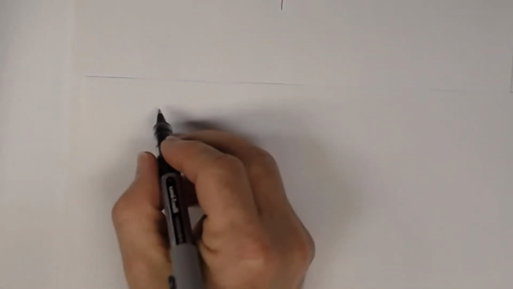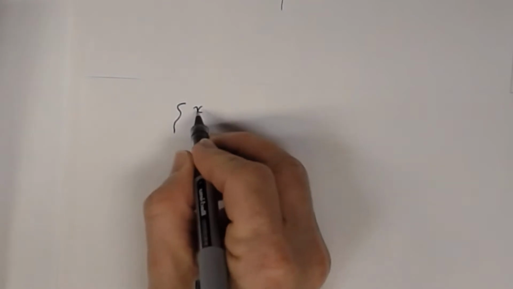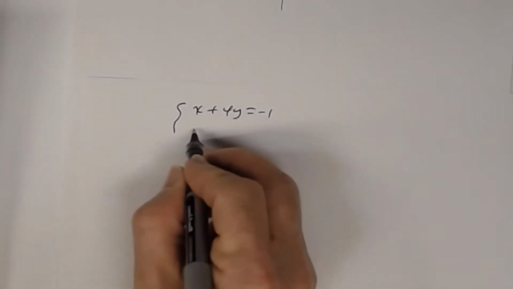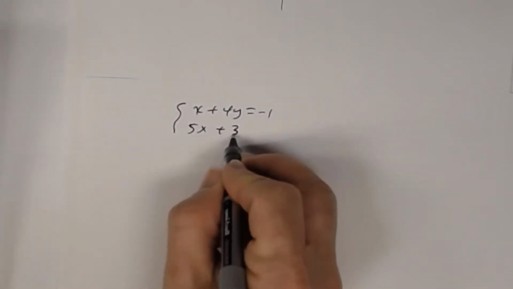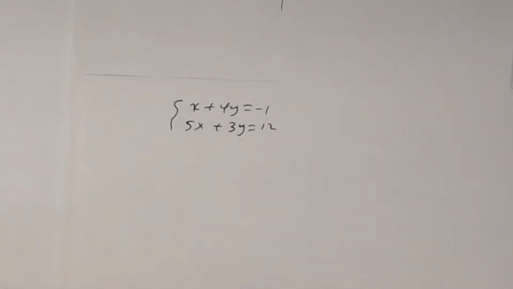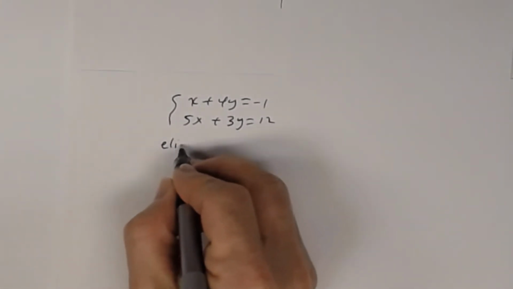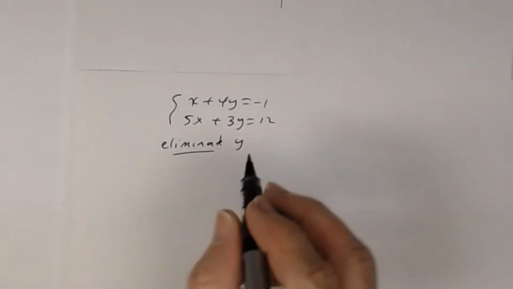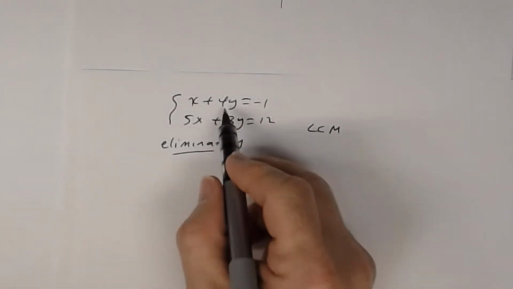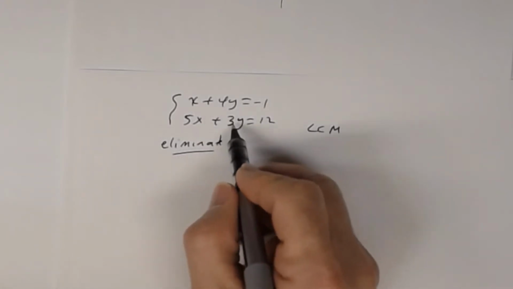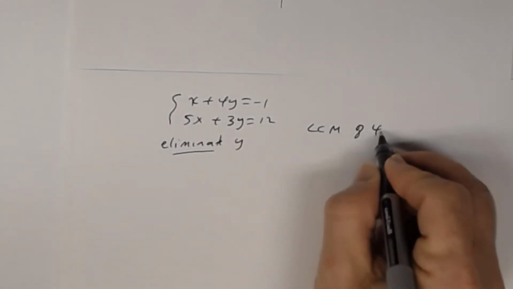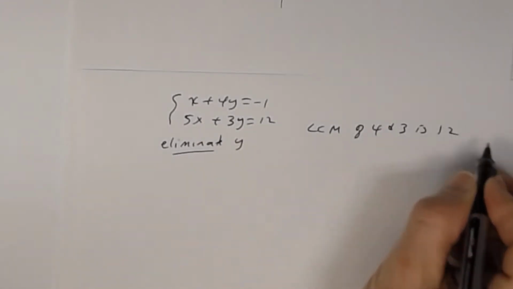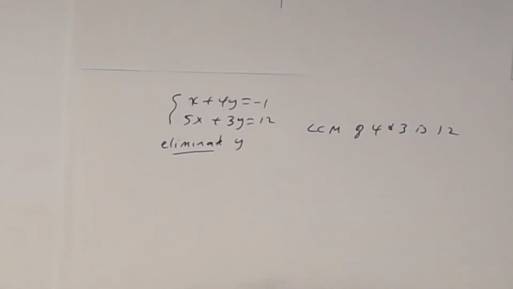Suppose, though, so this was number 1, x plus 4y equals negative 1, 5x plus 3y equals 12. Suppose someone wanted to eliminate the x's instead. I'm sorry, the y's. Eliminate the y's instead. Well, the least common multiple of 4 and 3 is 12. That's the smallest number that 4 and 3 go into.